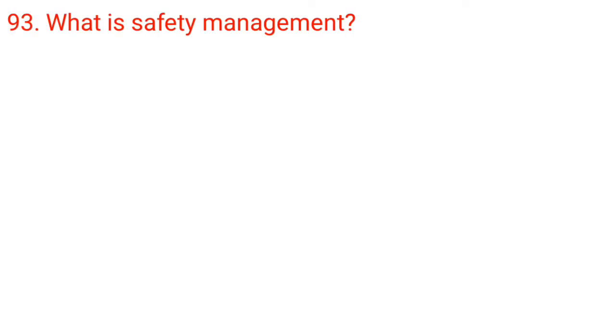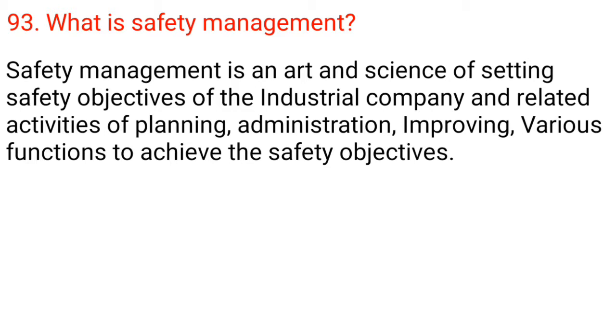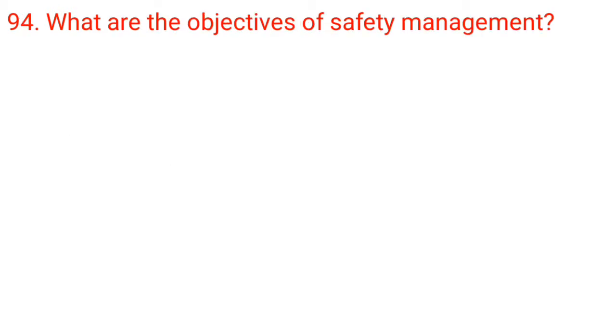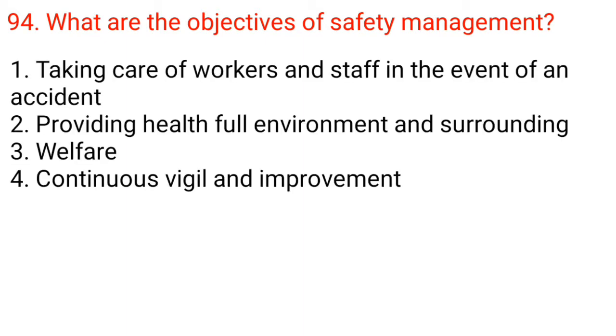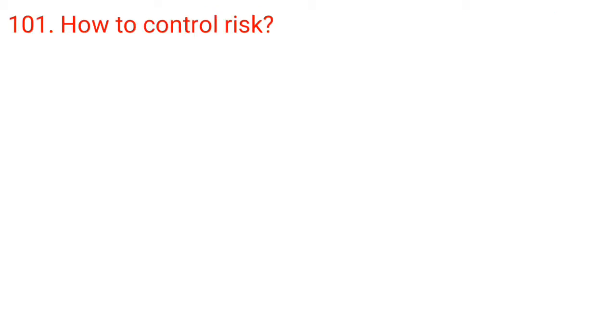93. What is safety management? Safety management is an art and science of setting safety objectives of the industrial company and related activities of planning, administration, improving various functions to achieve the safety objectives. 94. What are the objectives of safety management? 1. Taking care of workers and staff in the event of an accident. 2. Providing healthful environment and surrounding. 3. Welfare. 4. Continuous vigil and improvement.